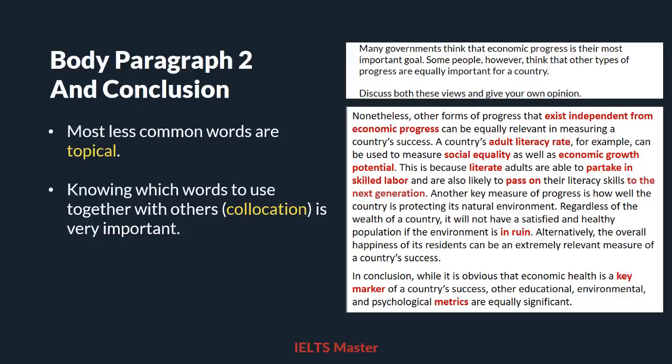Knowing words like loquacious or presumptuous, these kinds of advanced, rare words are not that useful, but knowing collocations, knowing which words go together, pass on to the next generation, skilled labor, social equality, economic growth potential, adult literacy rate, simple words, adult, okay, rate, okay, literacy, maybe a little bit high level, but knowing that they come together, this is key. And this is why reading these kinds of sample answers and also IELTS articles is so important, where you can grab these words that go together and remember them and then try to use them in your own writing.